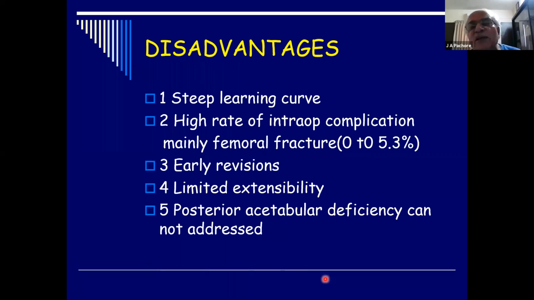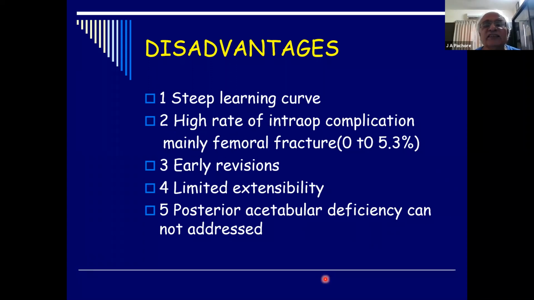Disadvantage: very steep learning curve, and the highest rate of complications has been reported. That intra-operative femoral fracture, I told you, 0 to 5 to 3%. Very early reports were like that. Now, if a problem has occurred, suppose a fracture or something, you can't extend. It becomes very, very difficult. It has been reported that it is possible for a surgeon of high caliber to extend, but for an ordinary surgeon it is not possible, because he will have to close the wound and get back to the posterior approach and do the things.